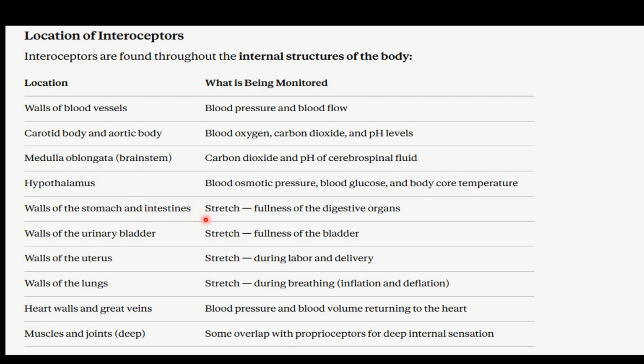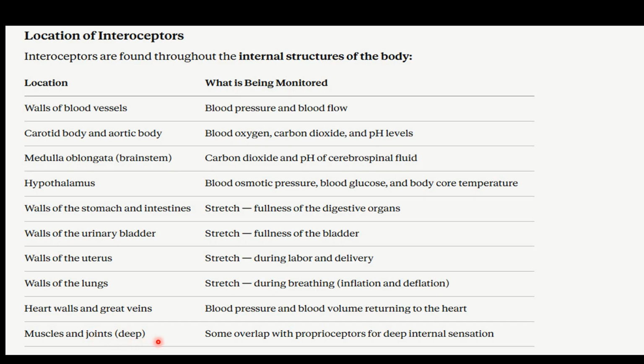After that we have walls of stomach and intestine, which stretch with fullness of the digestive system. Walls of urinary bladder stretch with the fullness of the bladder. Walls of uterus stretch during labor and delivery. Walls of lungs stretch during breathing, inflation and deflation. Heart walls and great veins monitor blood pressure and blood volume returning to the heart.